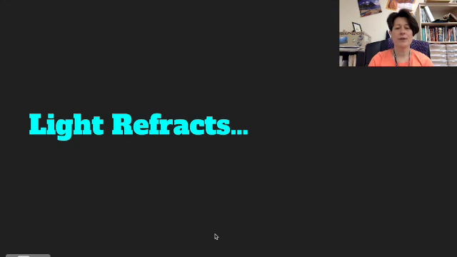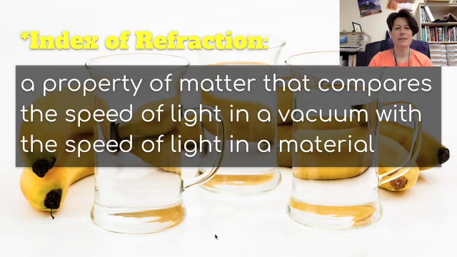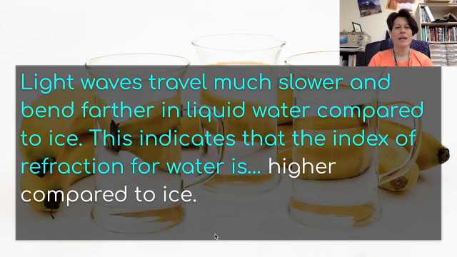Light also refracts, which means it bends. Remember, it bends when it's going from one medium to another. So we express this as the index of refraction. This is a property of matter that compares the speed of light in a vacuum with the speed of light in a material. And light waves travel much slower and bend farther in liquid water compared to ice. This indicates the index of refraction for water is higher compared to ice.